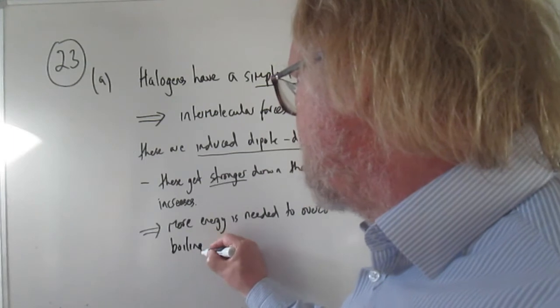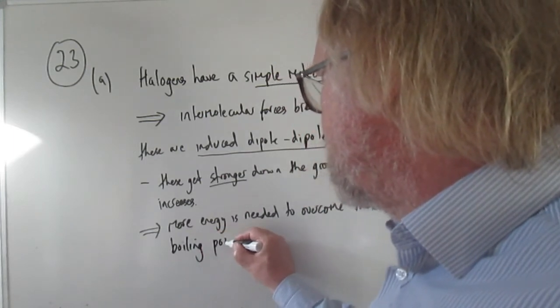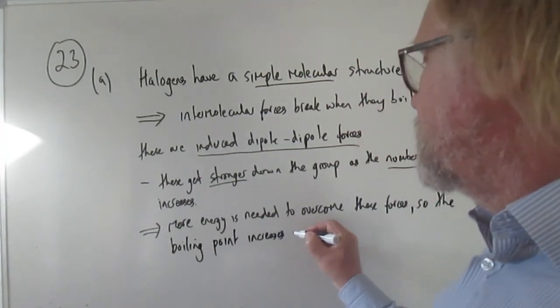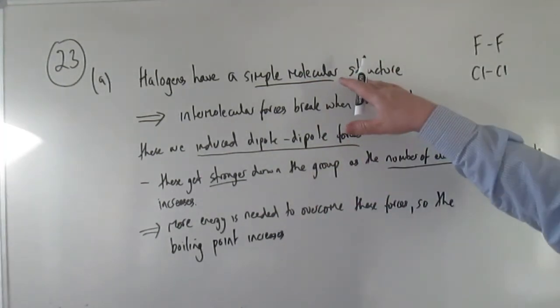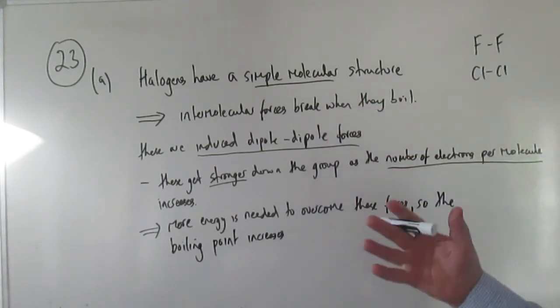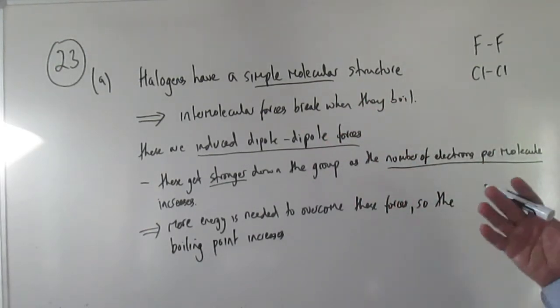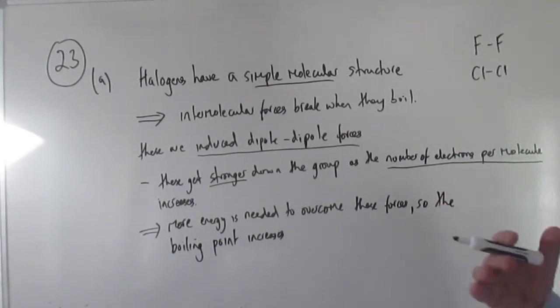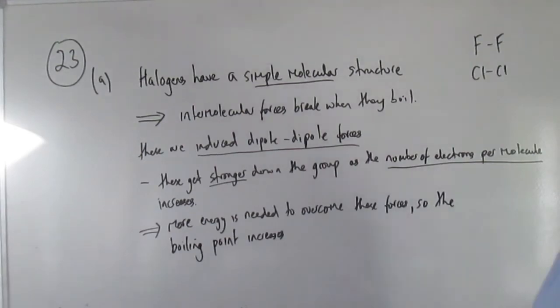Okay, so that's a classic example of a boiling point question. So always the same strategy. What kind of structure is it? What does that mean about the kind of bonds you have to break? And what are the factors that control the strength of those bonds? And you just got to set it out clearly, and then the marks are in the bag.